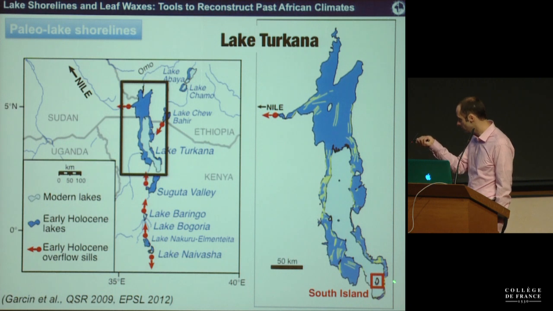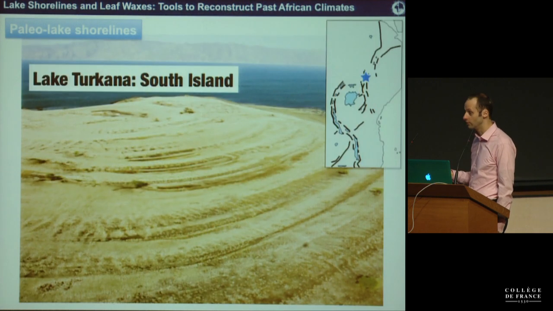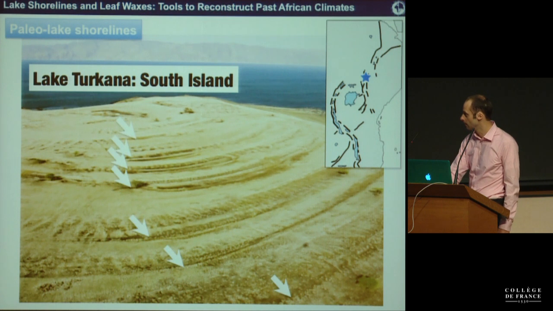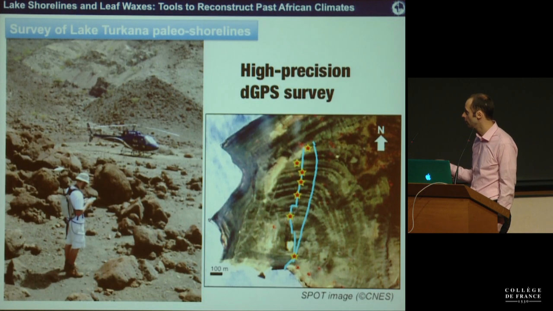Here, we are interested in this area, the South Island, because it has very nicely preserved shorelines. You can see them here. And so we developed a detailed survey of this shoreline. We used high-precision differential GPS, which is this little tool. And here you have a satellite image of the shoreline. We made perpendicular transects across the shoreline, and we recorded very precise elevations for this shoreline. And for selected shorelines, we dug some pits and extracted some material for dating, because we want to know the age of this shoreline.